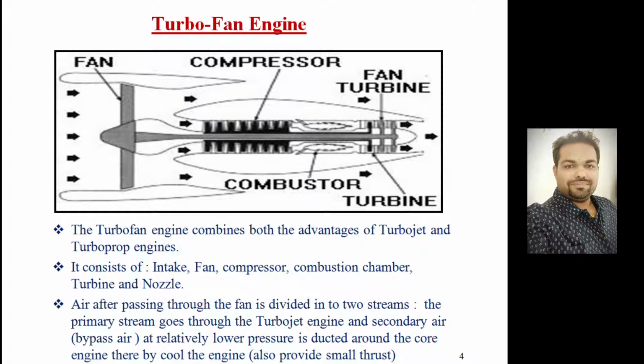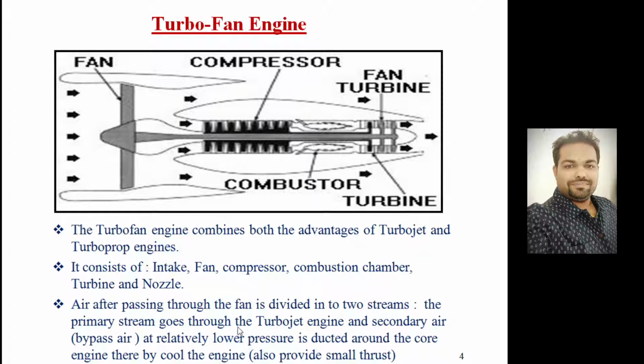So the turbofan engine combines the advantages of both turbojet and turboprop engines. It consists of the intake, followed by the fan, compressor, combustion chamber, turbine, and nozzle. So air after passing through the fan is divided into two streams. One is flowing over the top surface of the main core engine. What is the advantage of that? It will provide enhanced cooling to the combustion chamber. So we can do further burning of fuel in the combustion chamber. So the overall efficiency of this combination will be higher than the traditional turbojet engine.